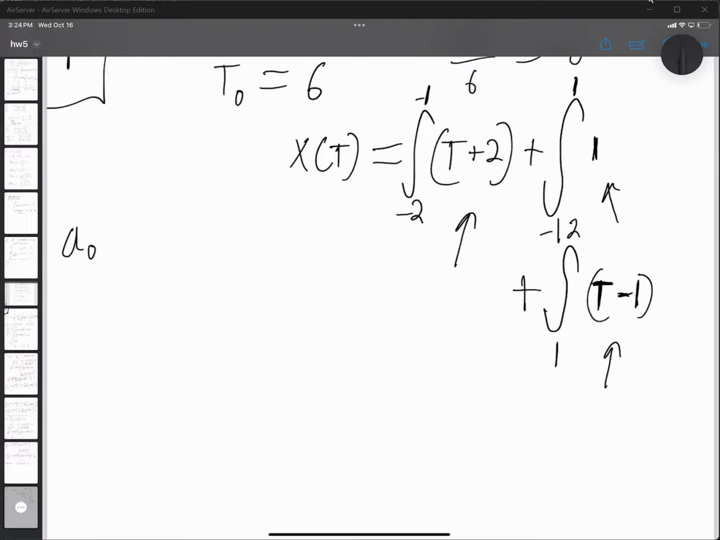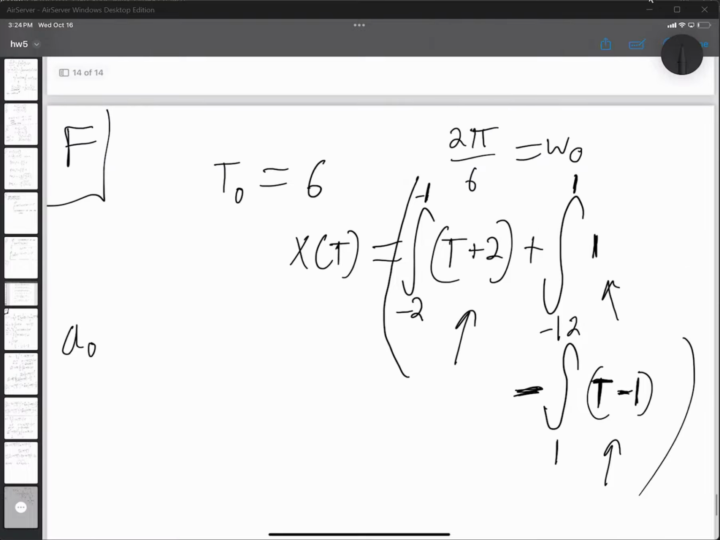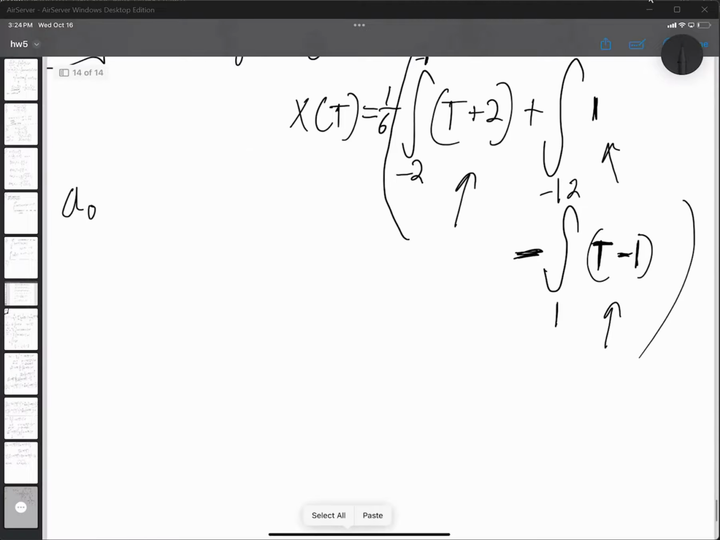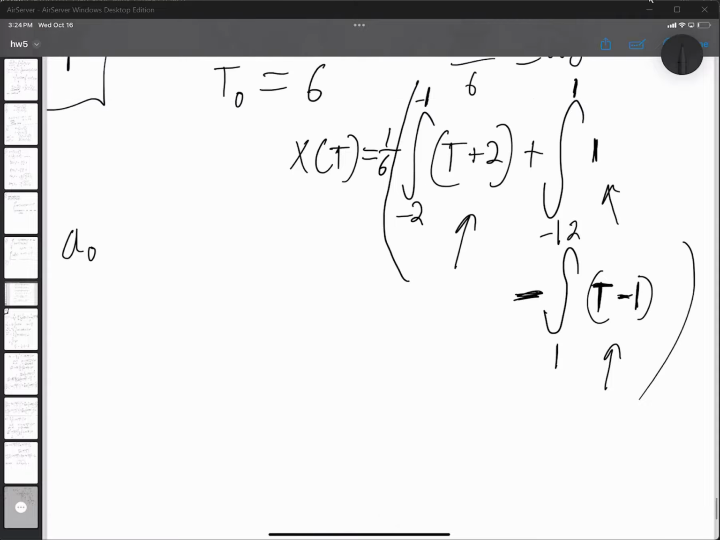Needs to be set up as the following. Okay. And this needs to be negative because this is a negative slope. Alright. Now we're good. And then we need to multiply all of this by 1 over the period, which is 6. Right? The function comes back every 6 seconds. 1 over 6. It's kind of messy, but let's solve it now. So if we integrate each one, t plus 2, let's do that one first.